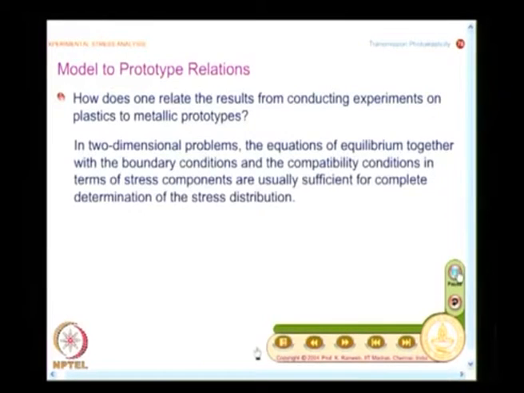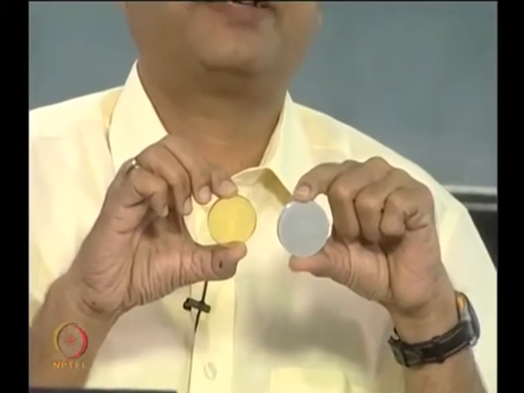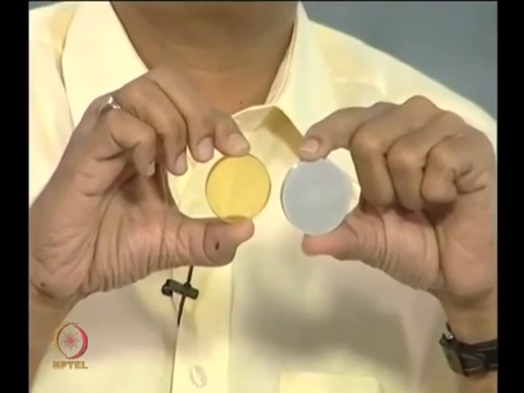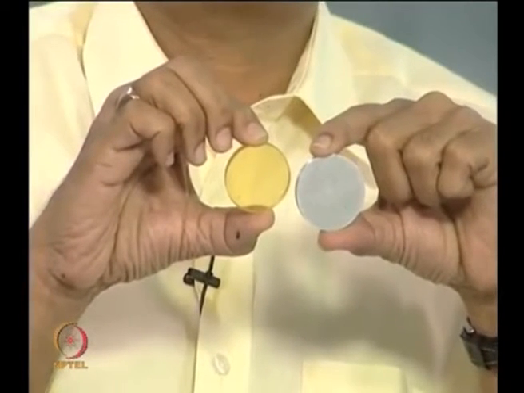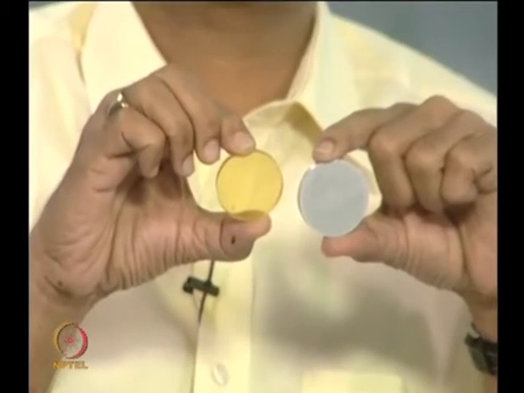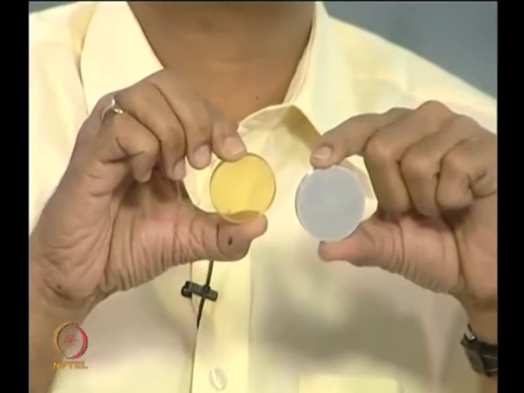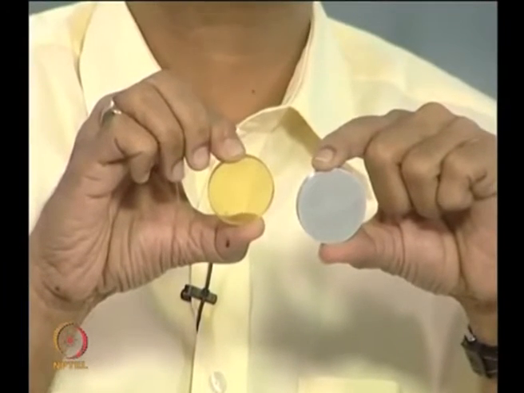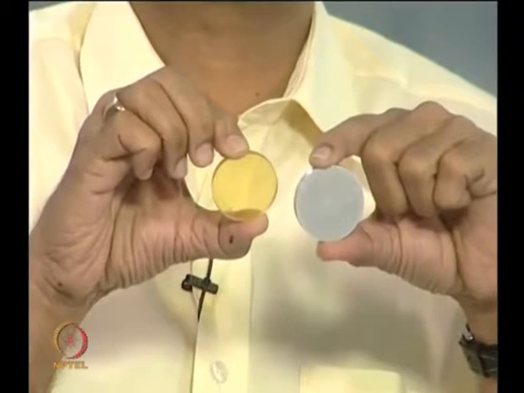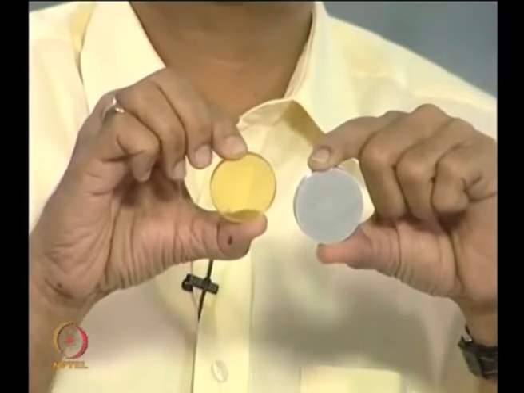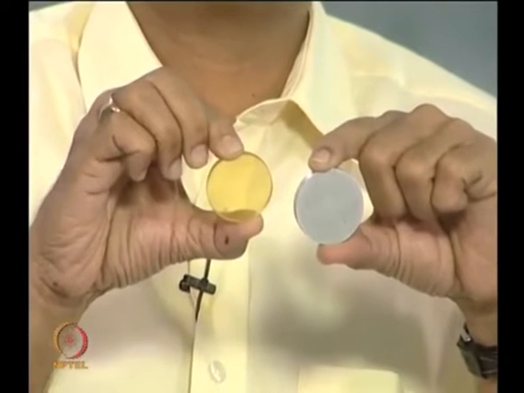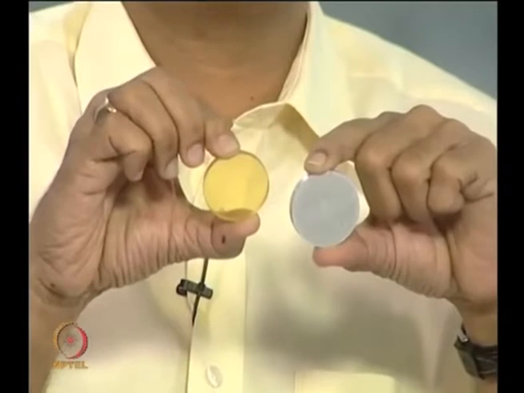Now we come back to our famous problem. I have a plastic model. This plastic model is polyurethane, and I have an aluminum specimen, and I apply the same diametral compression load. What will happen to the plastic model? The plastic model will deform visibly because it has a lower Young's modulus, whereas aluminum is about 70 GPa and plastic is around 3 GPa in general, and polyurethane is much smaller than that.